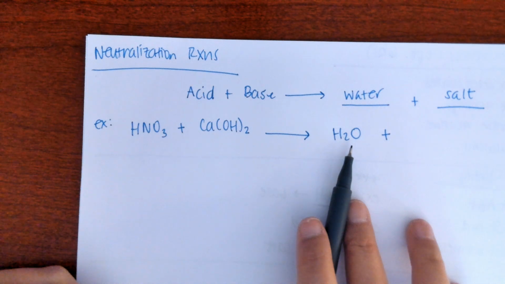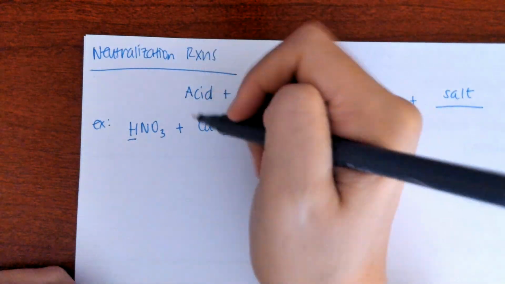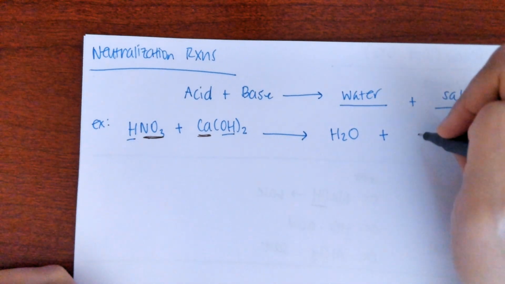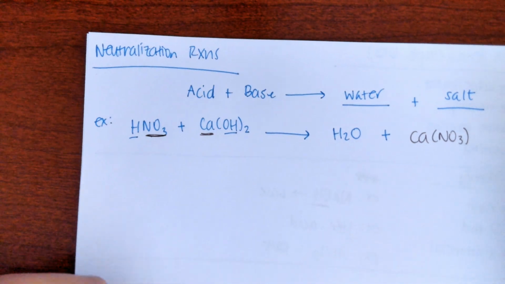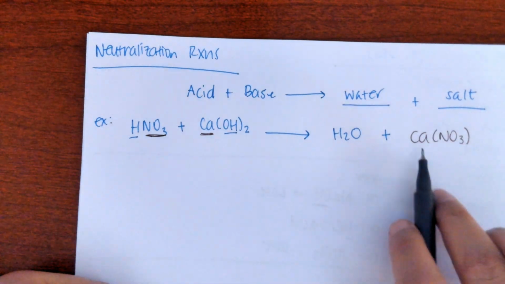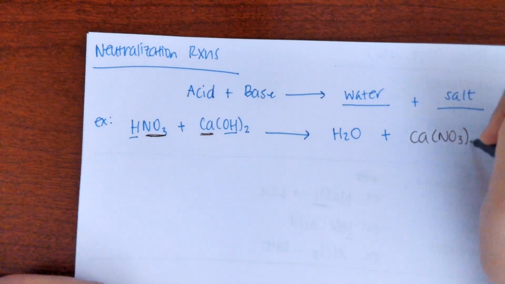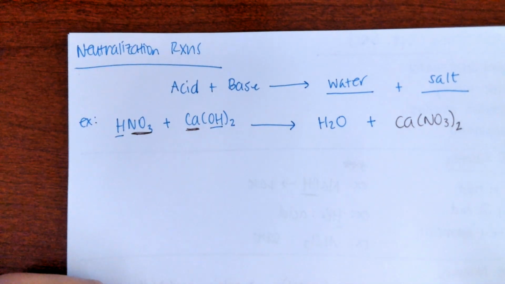So H2O came from HOH, right? Now what's left is Ca and NO3. NO3 is part of the polyatomics, so Ca NO3. What's the last thing you gotta do? Balance charges. What's the charge for Ca? That would be +2. So the 2 goes down here. And NO3 is -1. And there you go. Good job.